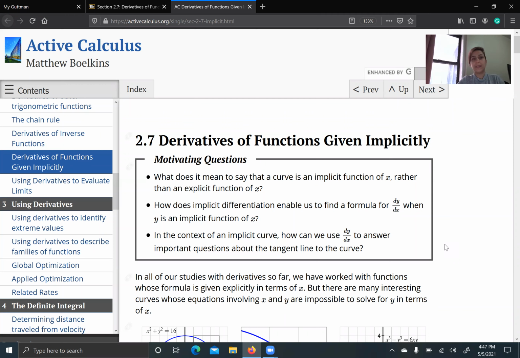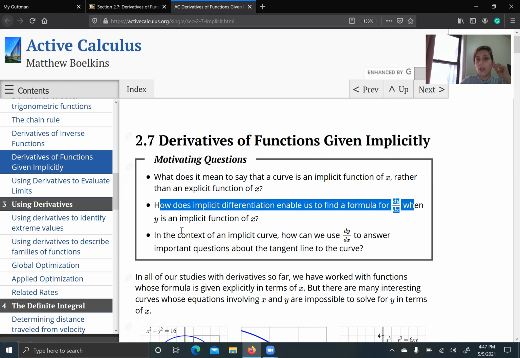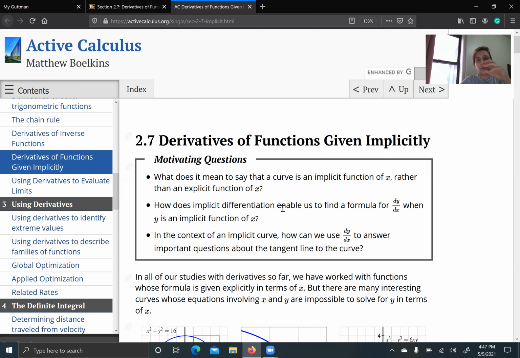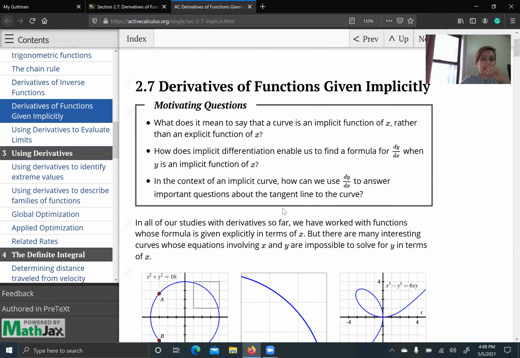In this video, we are going to study section 2.7, which is about derivative of functions based on implicit differentiation. In general, we first talk about implicit function and explicit function. First I'm going to tell you what we mean when we say something is an implicit function and something is not implicit. And then after that, we want to see how implicit differentiation enables us to find a formula for such functions. So basically, the main goal is to find the derivative for implicit functions.